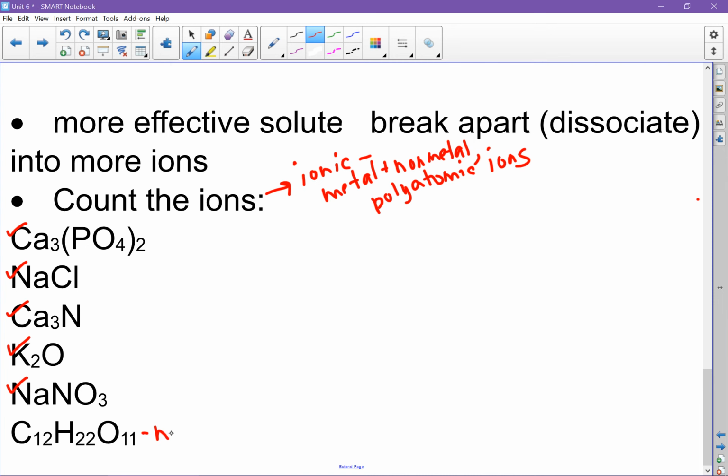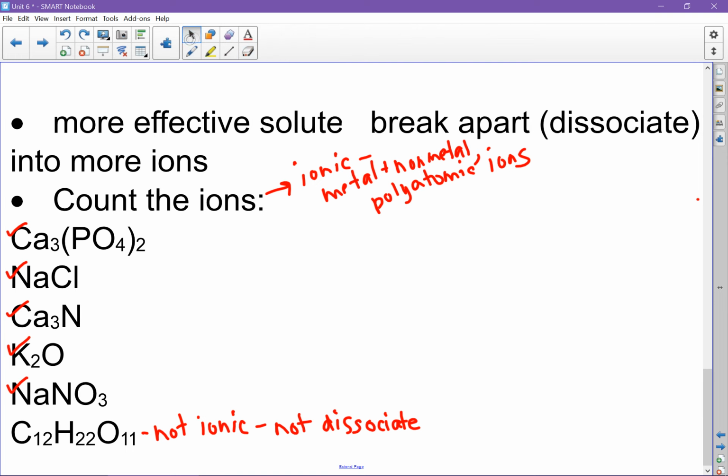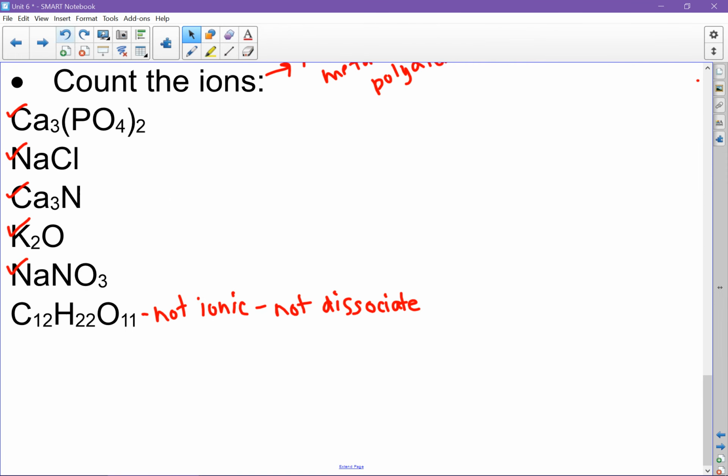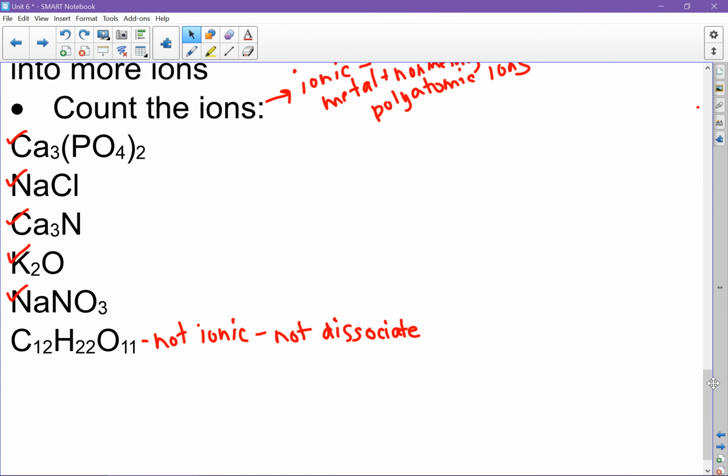This one is not ionic because it's all nonmetals. What that means is it will not dissociate at all. It will stay one big giant molecule and it will not break apart, which means it won't be as good as the ionic solutes. It's not going to dissociate because it's covalent. So now let's see if we can count the ions for the ionic things that we have.